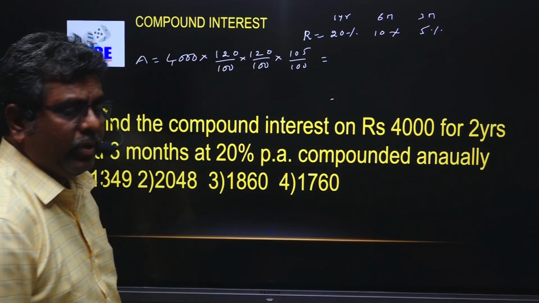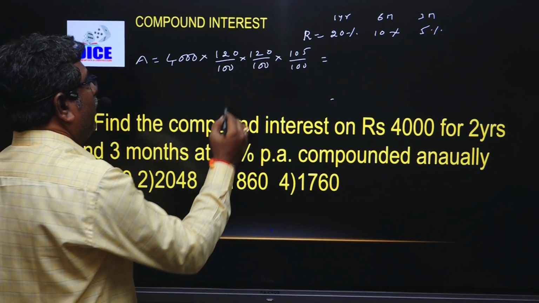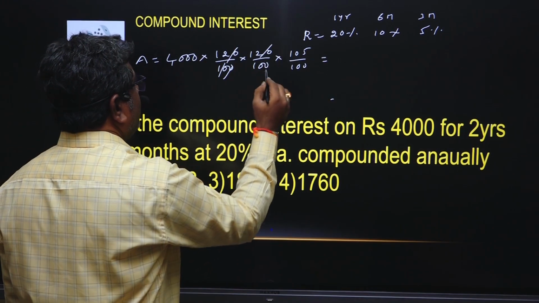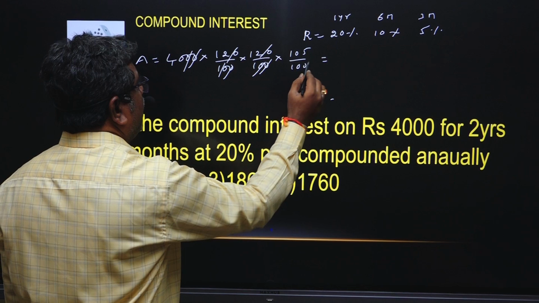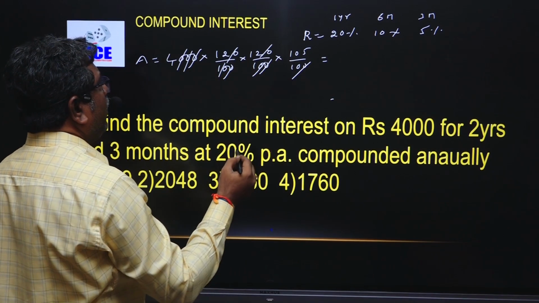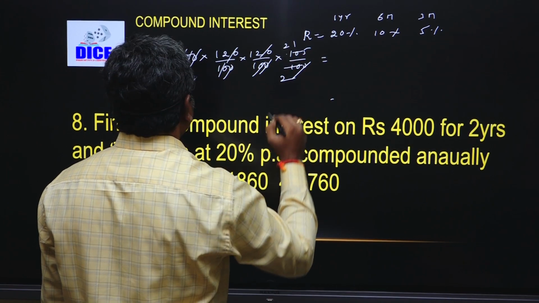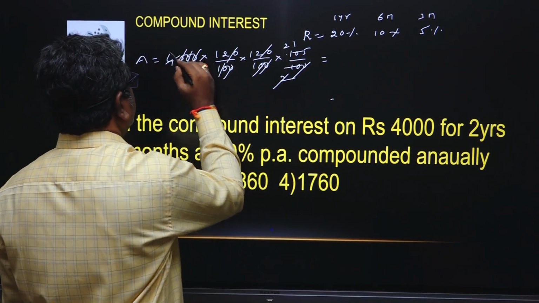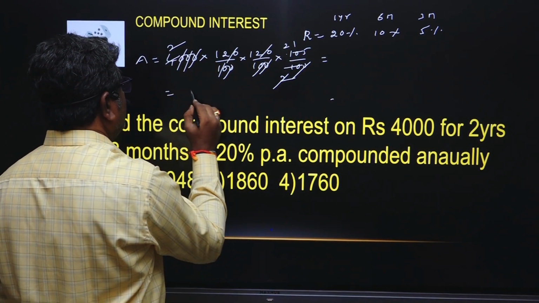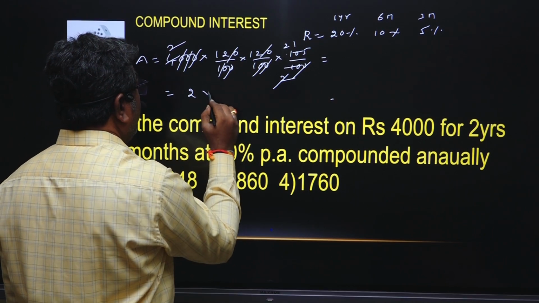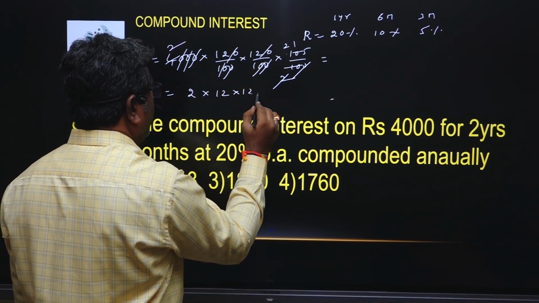4,000 into 120 into 120 into 105 by 100. These 2 zeros cancel. These 2 zeros cancel. 1 0 cancel. 5 2s, 5 21 times. 2 1s, 2 2s. So finally the value is 2 into 12 into 12 into 21.